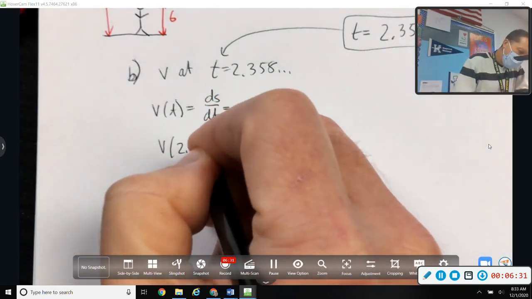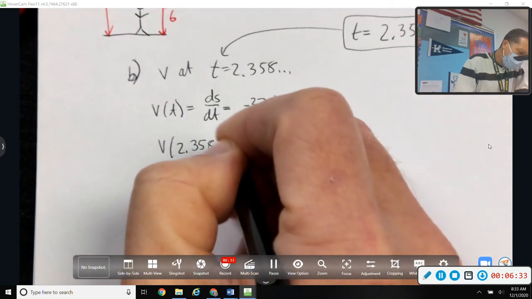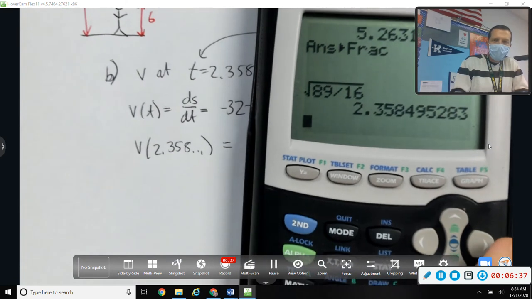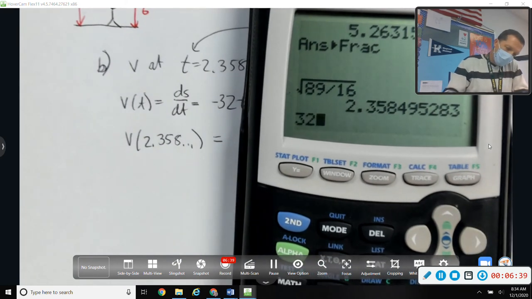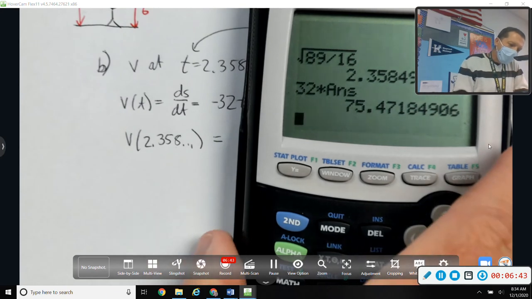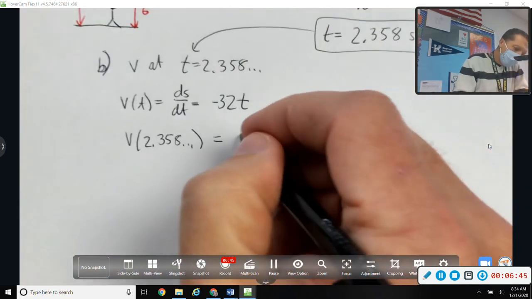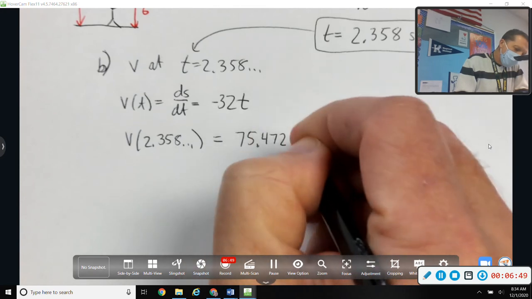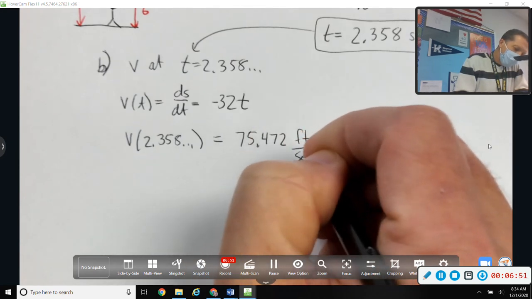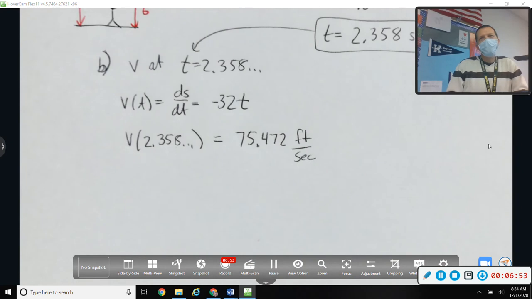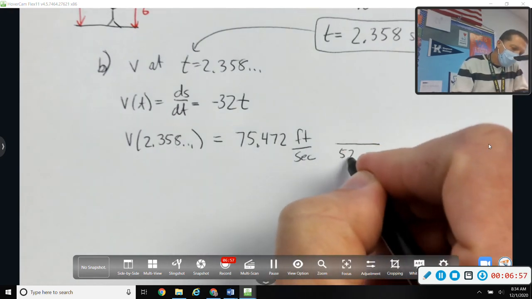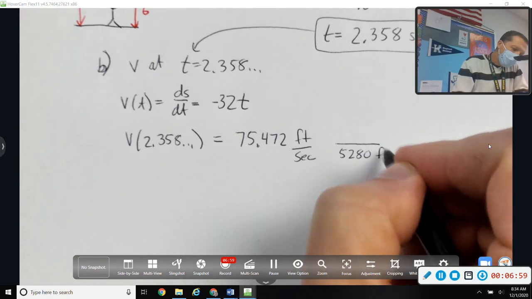So if I plug in 2.358, dot, dot, dot, then I can just do 32 times that time. 75.472 feet per second. That seems fast. It does not ask us to do this, but I'm just curious.